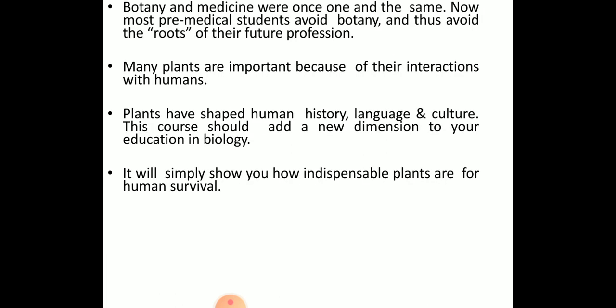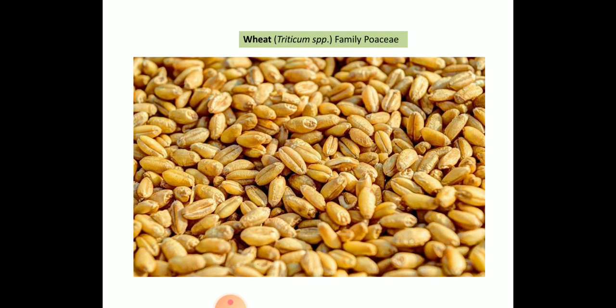In this concept we will mainly focus on food crops and other groups of plants. The first group is the cereals. Cereals are the major group of plants utilized for food purposes, for example wheat, rice, maize. These are all called cereals. Generally they are divided into major and minor crops.